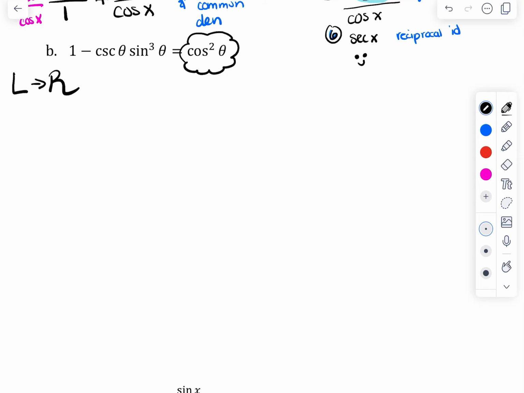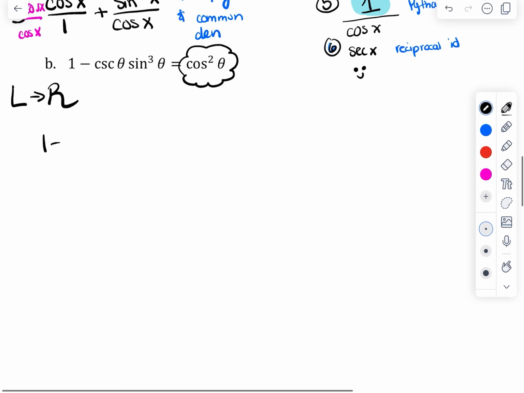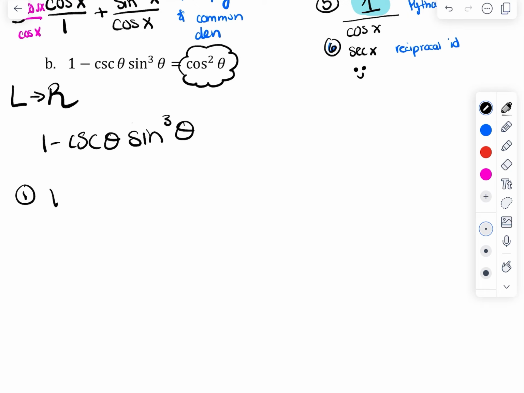So what's the first thing that we could do here? Oops, I'm writing cosine and I need to write cosecant. So I can see that I have different trig functions there. I have cosecant, I have sine, but I know that there is a way for me to change cosecant into sine, and that is by using the reciprocal identities. So what I can do first is change cosecant into 1 over sine, and then keep this one as sine cubed theta. So I'm doing this by using the reciprocal identities.